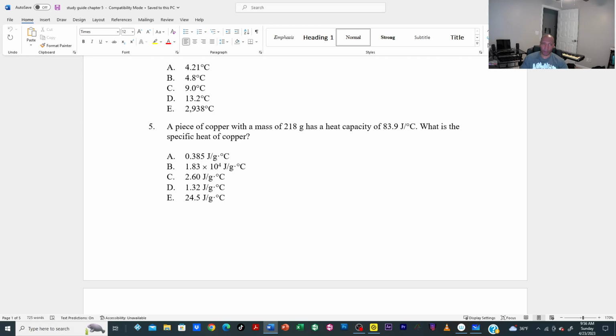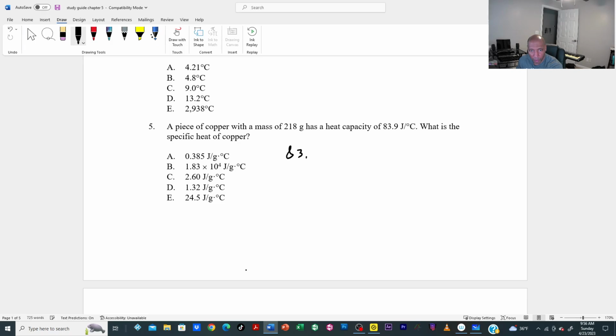So the heat capacity of 218 grams of copper is 83.9 joules per degree Celsius. Now we want to find the specific heat. All you have to do is think about the units, and you'll know how to do this problem. Heat capacity has units of joules per degree Celsius. Specific heat capacity has units of joules per gram per degree Celsius.